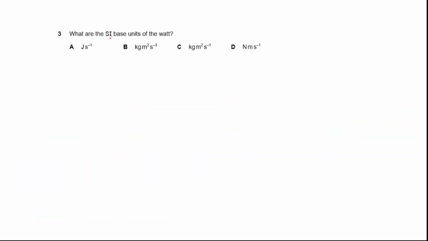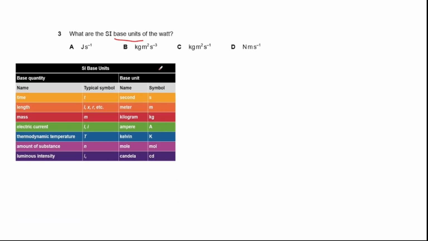The third question is, what are the SI base units of watt? The SI base units are 7, and these are those values. So you need to find them for the watt. The unit of power is watt, represented by W, and the power formula is energy per time or work done per time. So you can split the work done into force times distance divided by time. Here you can convert into the units.